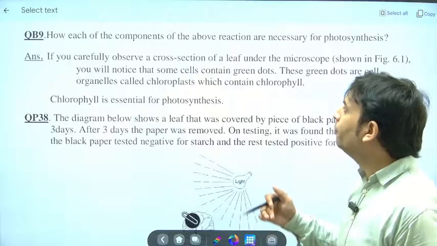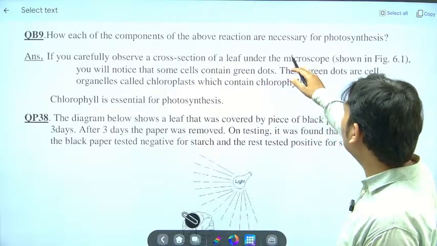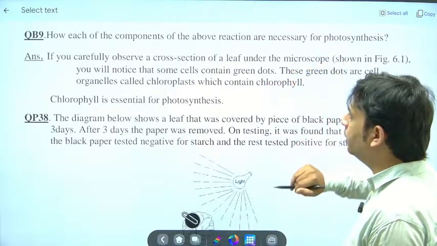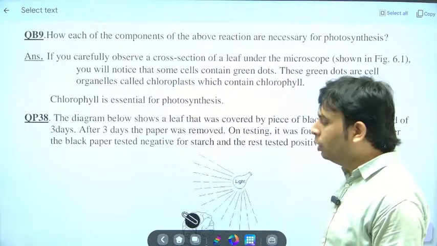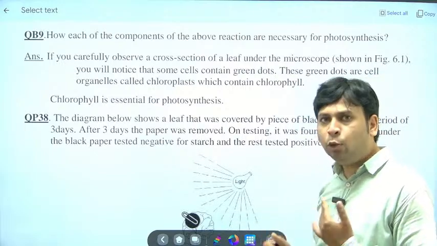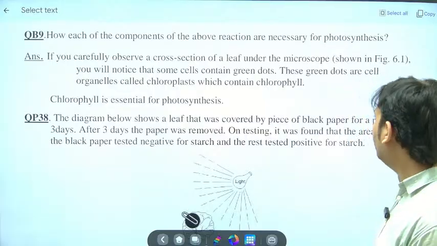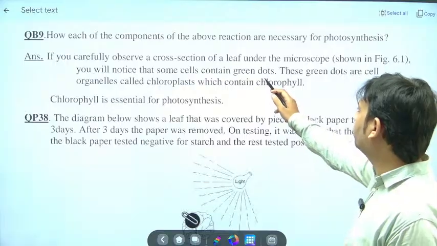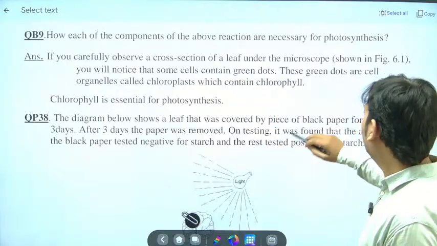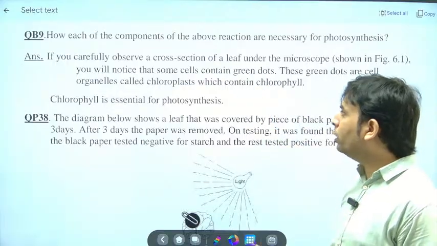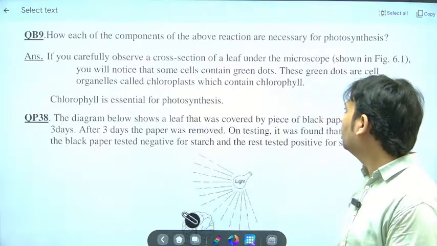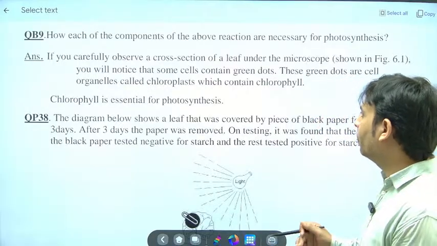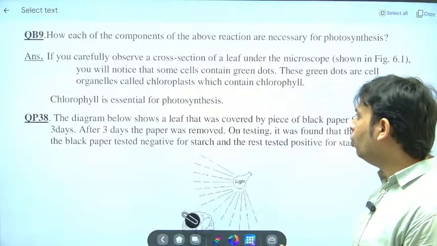Next question: how is each of the components of our reaction necessary for photosynthesis? If you carefully observe the cross section of a leaf under a microscope, you will notice that some cells contain green dots. These green dots or cell organelles are chloroplasts, which contain chlorophyll. So chlorophyll is essential for photosynthesis.